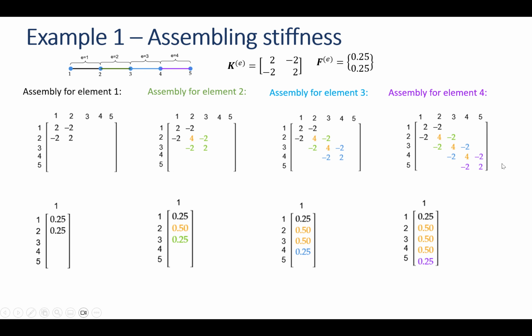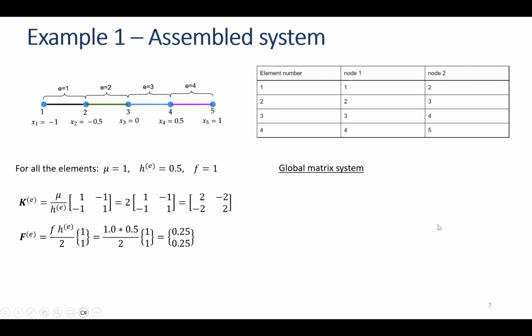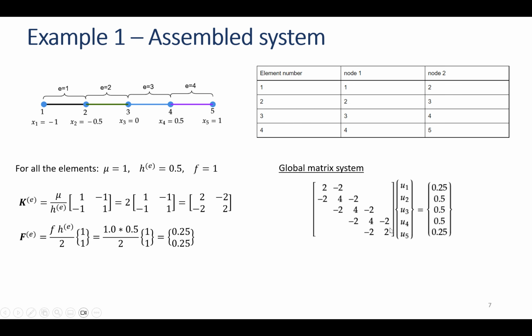So this is the final global stiffness matrix for the problem, and this is the final global force vector for the problem. If we put all of this together, we have the global matrix system. This is our stiffness matrix, this is our vector of degrees of freedom, where u1, u2, u3, u4 and u5 are the degrees of freedom at nodes 1, 2, 3, 4 and 5 respectively, and this is our global force vector, in a format that is quite familiar to us, that is Ku = F.